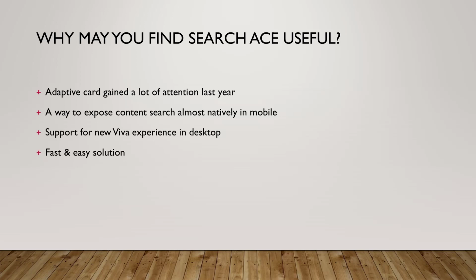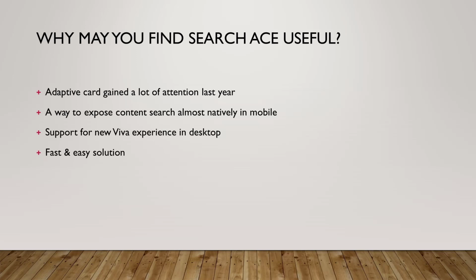So another good point in using adaptive cards is that we can expose our search results almost natively in mobile. It's almost because we know there is actually a bridge and a few small technical details, but to the end user, it's effectively a native mobile experience when you can use ACE and call search. Support for the new and lovely feature, maybe not so new. For me, it's still new and lovely. So, the new Viva Home experience on desktop.